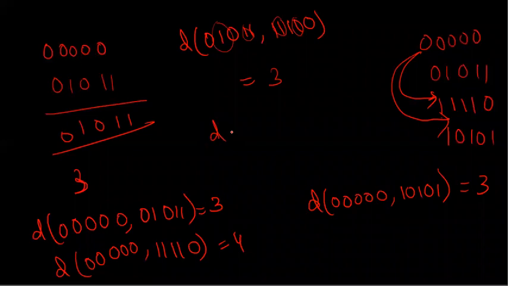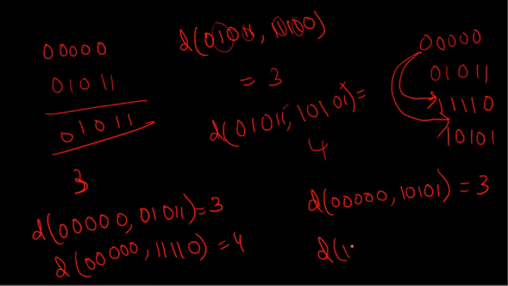Then again, we will have to find d of 01011 and 10101. In this case, different, different. This is also different. Only the last one is the same. So the distance will be 4. And then finally, the last two, let me write it over here, 11010 and 10101. So in this case, we will have the Hamming distance of 3.